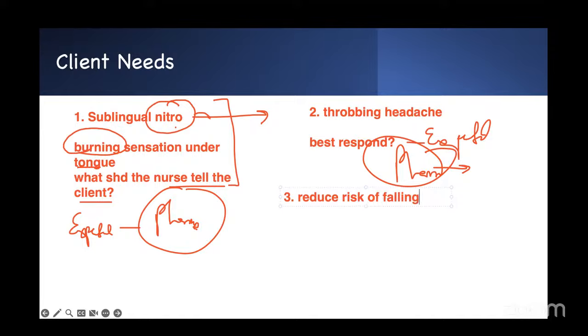If you are the nurse, after taking the medication, how can you reduce the risk of falling? What steps would you take to reduce the risk of falling? The next thing you ask yourself: falling, taking nitro, is that an expected finding? Is that an adverse effect? Is there a complication? What do you think?